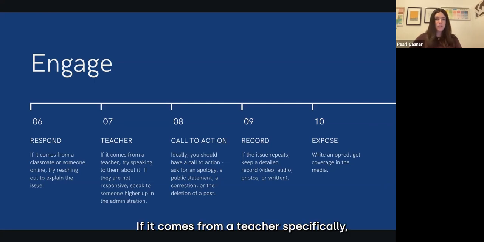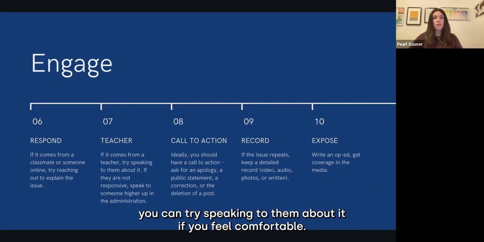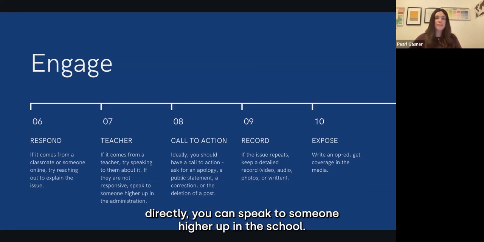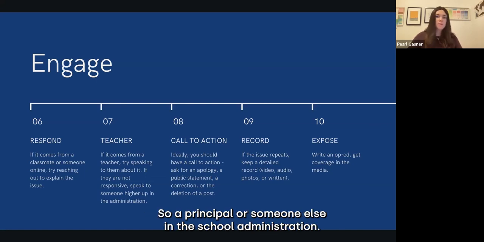If it comes from a teacher specifically, you can try speaking to them about it if you feel comfortable. If they're not responsive or you're nervous to engage them directly, you can speak to someone higher up in the school, so a principal or someone else in the school administration.